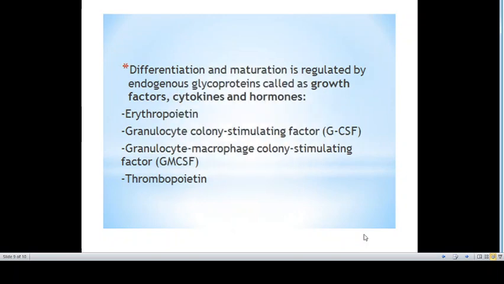So the differentiation and maturation is regulated by endogenous glycoproteins called growth factors, or the cytokines and hormones. We have a few named here: erythropoietin, granulocyte colony stimulating factor, granulocyte macrophage colony stimulating factor, and thrombopoietin.